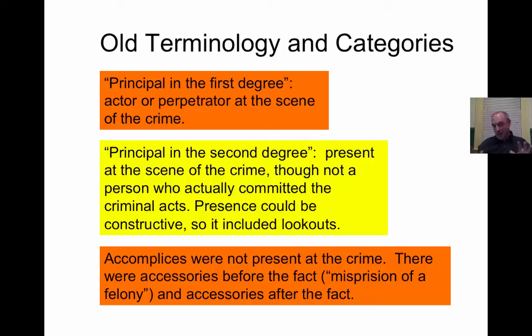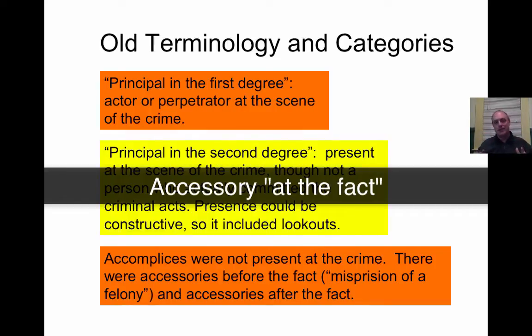And over time, presence could be constructive, so it would include the lookout down on the corner, not just the person right at the scene of the robbery. This is also known sometimes as an accessory at the fact.